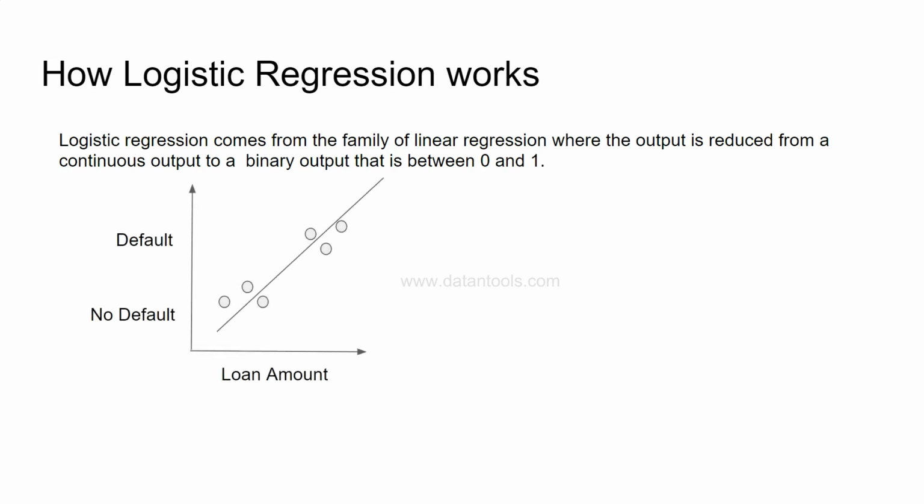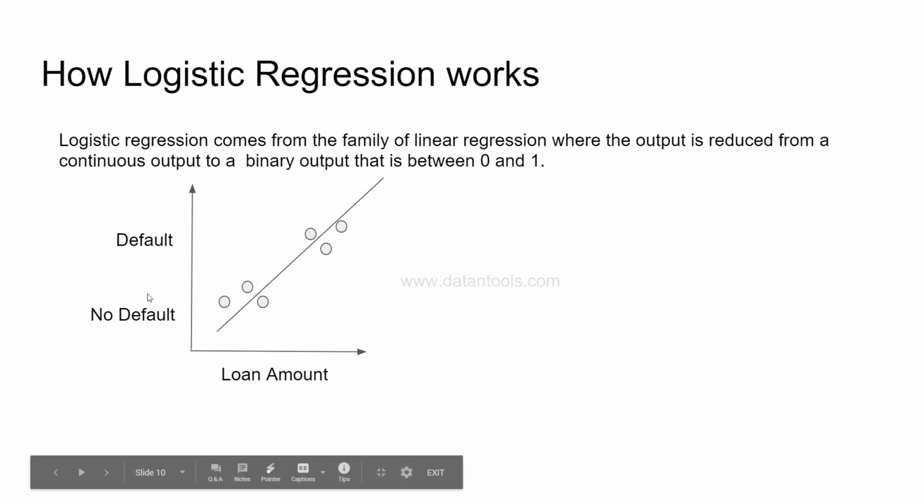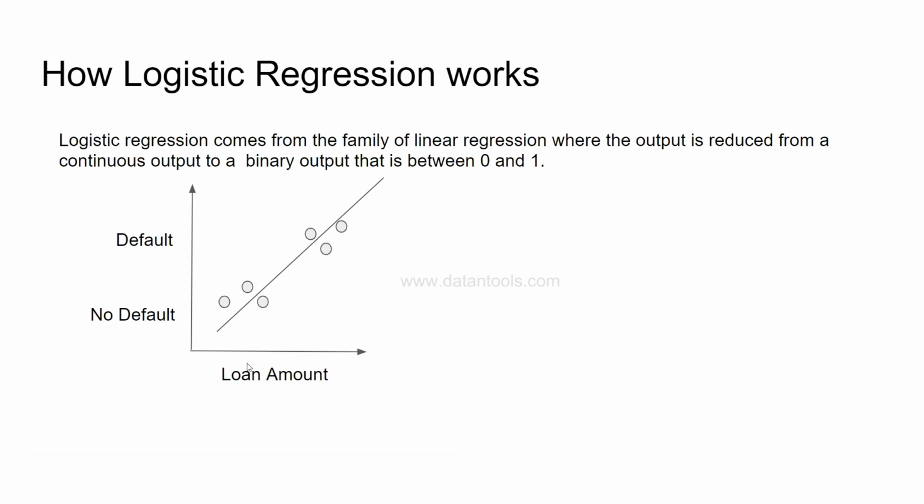Now, what do we have? If you remember or know linear regression, that's how linear regression usually is. Let's say we have the loan amount and we have default or no default. If we don't know anything, this is how a linear upward equation will look. Based on the data points you have, it will follow that trend and give you the equation.